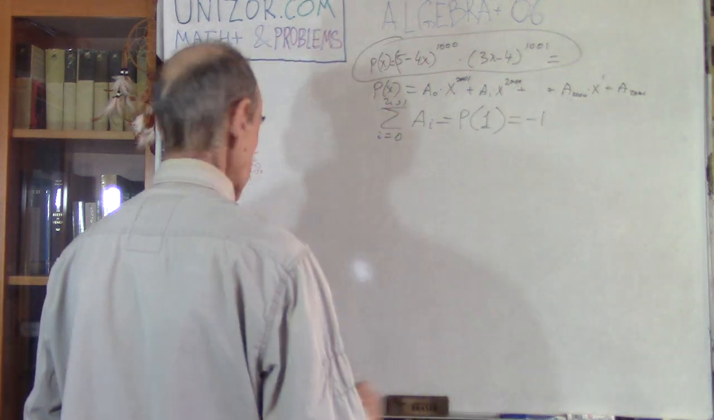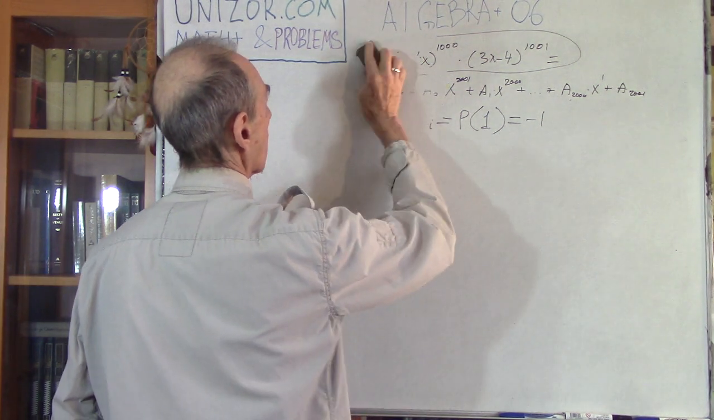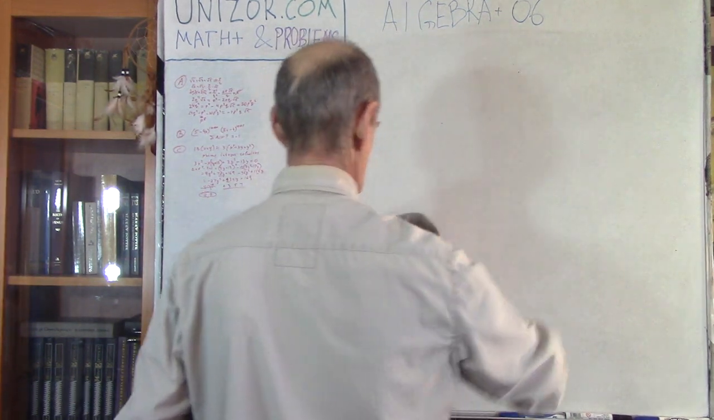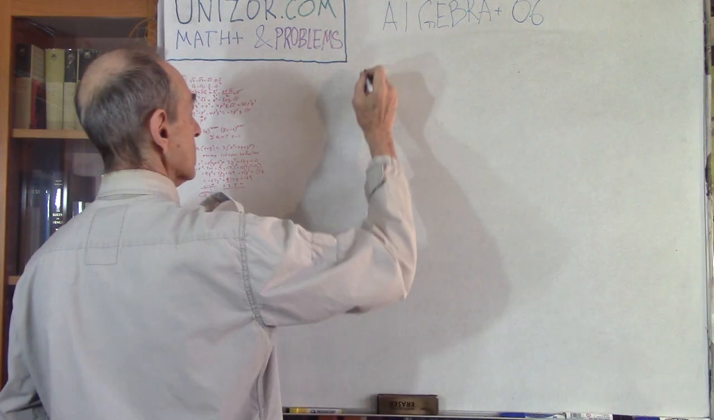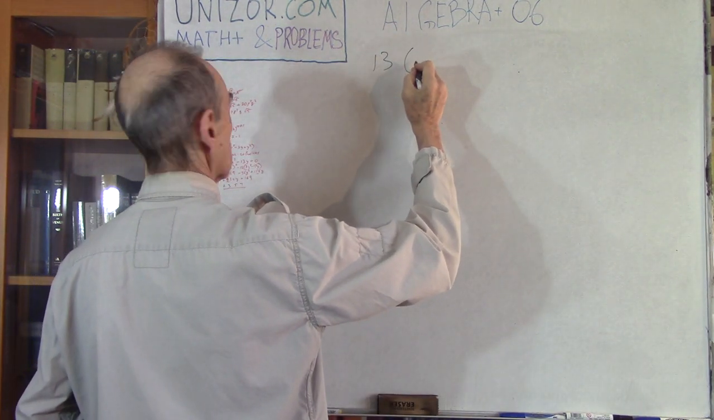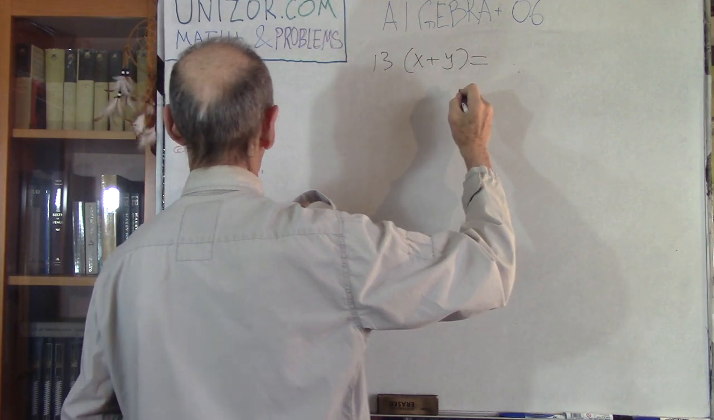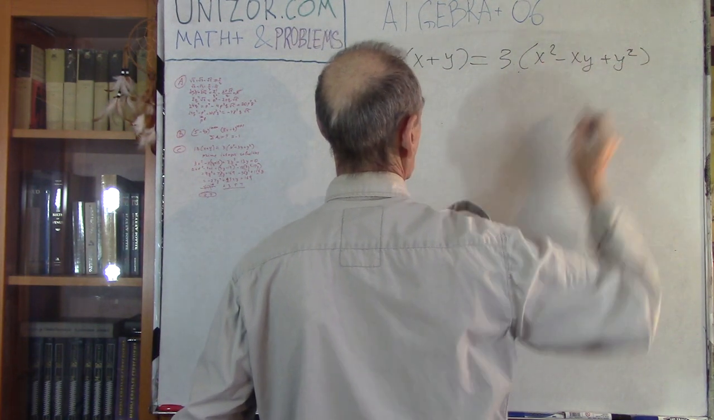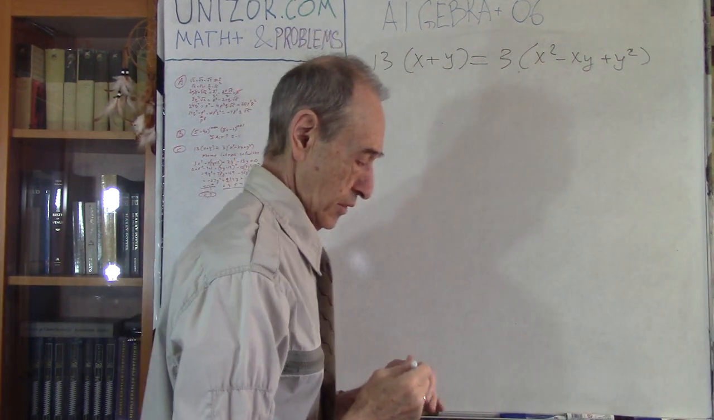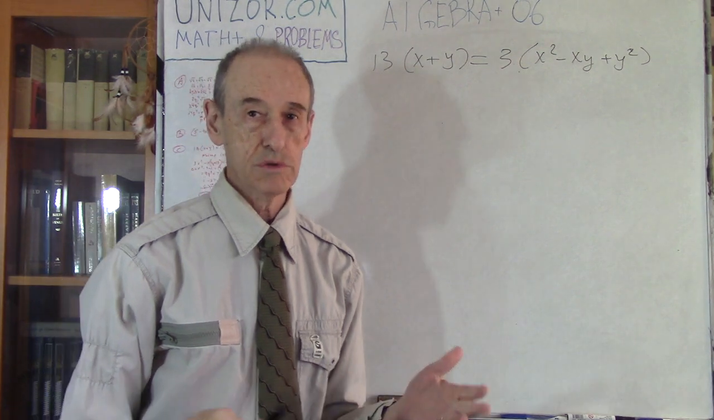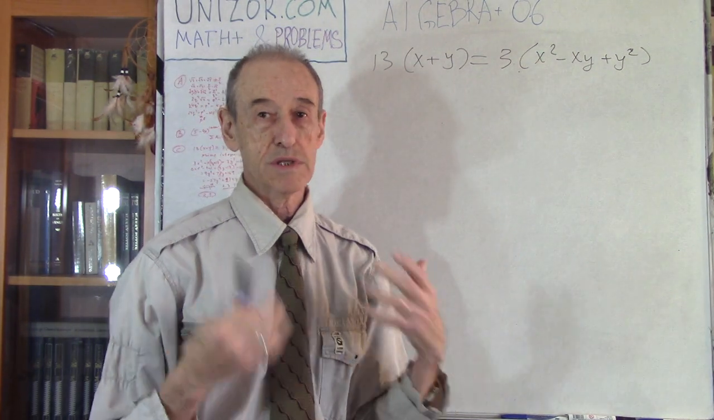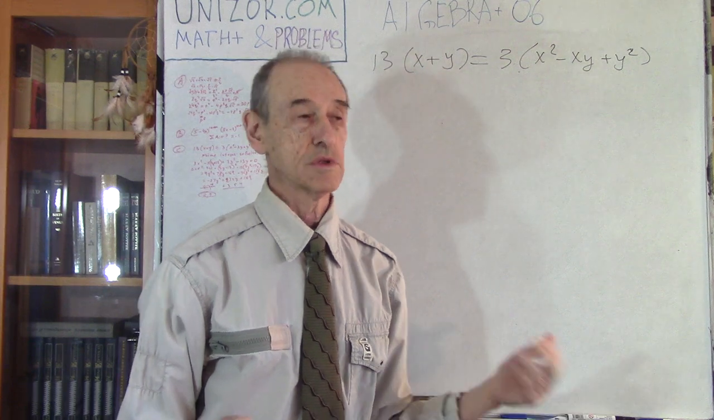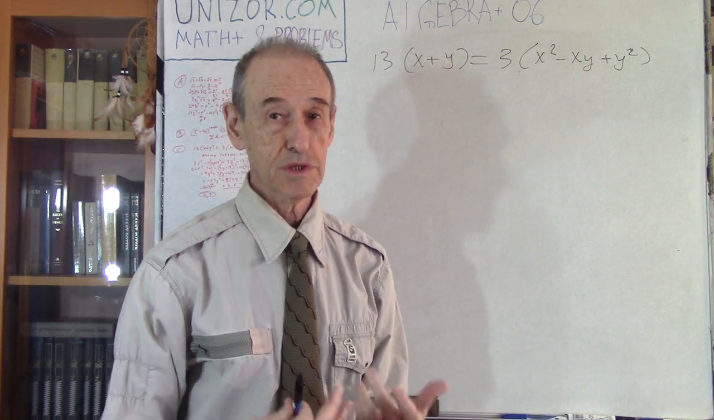Okay, next problem. There is an equation with two unknowns: x plus y equals 3x squared minus xy plus y squared. I cannot solve this equation just as is, because one equation with two unknowns will obviously give you an infinite number of solutions. But the question is where I'm looking for solutions.